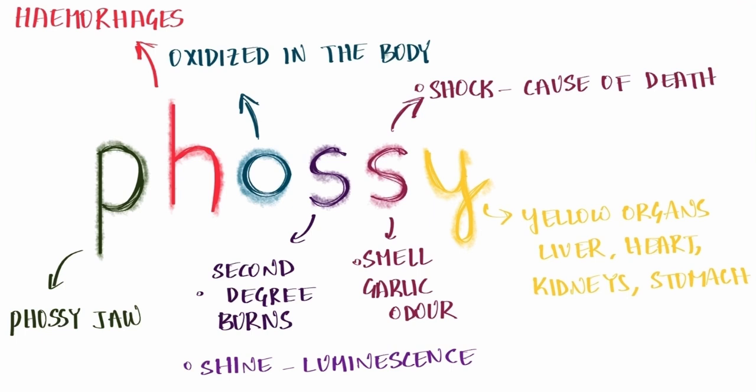Coming to the other S, you have to remember shock as a cause of death. Other causes of death can be liver failure, CNS damage, renal insufficiency, but also remember shock as a cause of death in many cases. The other S stands for smell. It has a garlic-like odor.